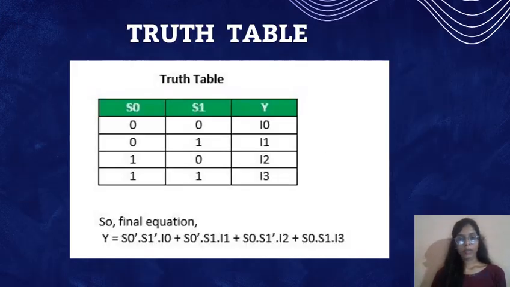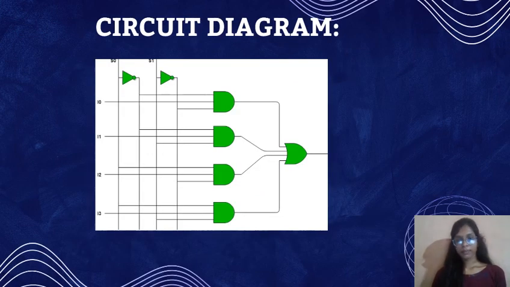Then the truth table. When S0 is 0 and S1 is 0, the output should be I0. When S0 is 0 and S1 is 1, the output Y is I1. When S0 is 1 and S1 is 0, the output should be I2. Similarly, when S0 is 1 and S1 is 1, the output should be I3. And this is the final equation of the 4:1 mux.